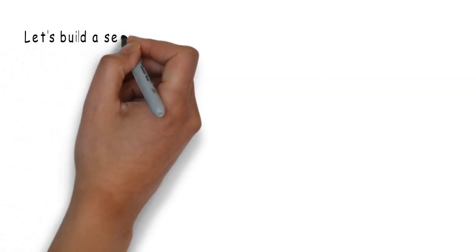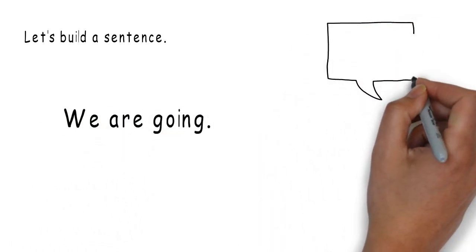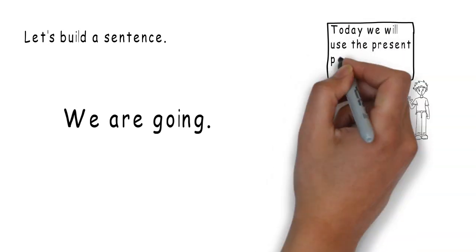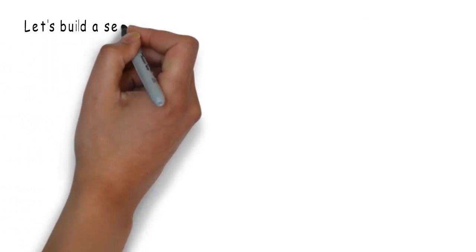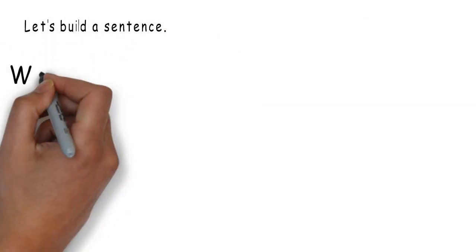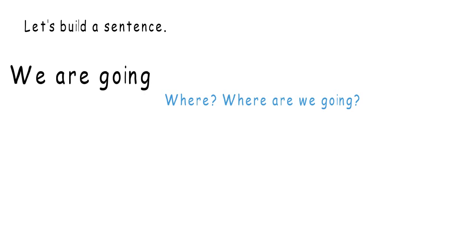Let's build a sentence. We are going. Today, we will use the present progressive tense. Let's build a sentence. We are going. Where? Where are we going? We are going to the restaurant.